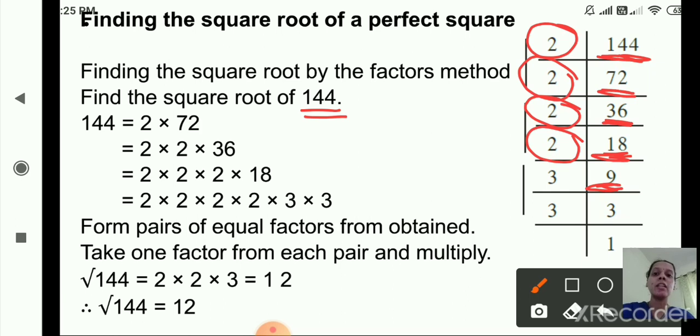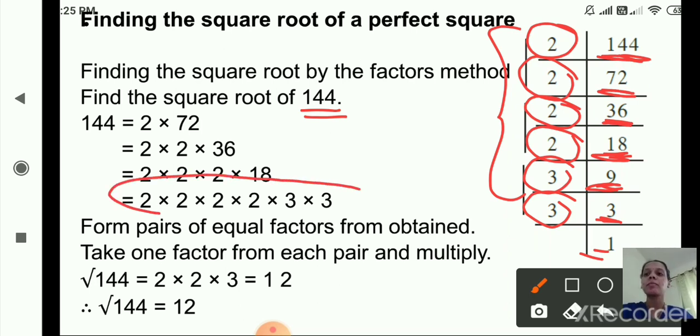Now here it is 9. It is not divisible by 2, it is divisible by 3. So we have written here 3. 9 divided by 3 is 3. Now 3 is divisible by 3, right? So 3 ones are 3. So here, as we got 1, these are the prime factors. So we'll multiply all the prime factors, as you can see here.